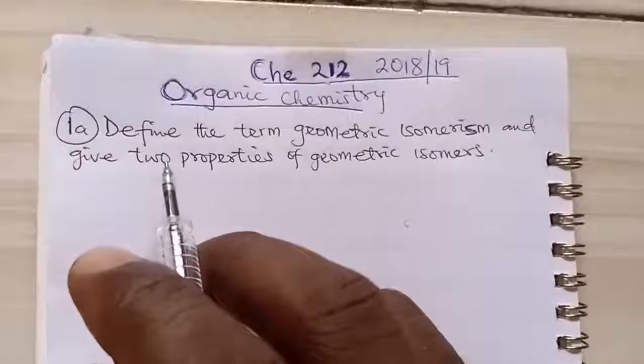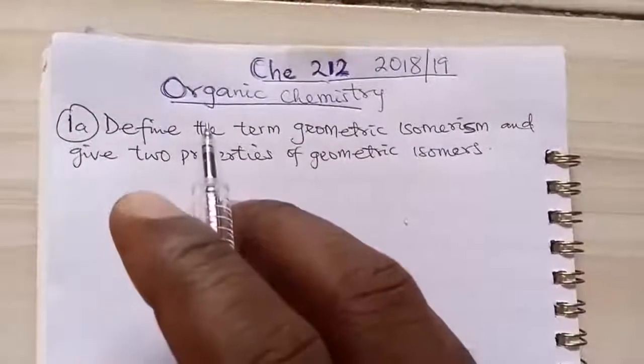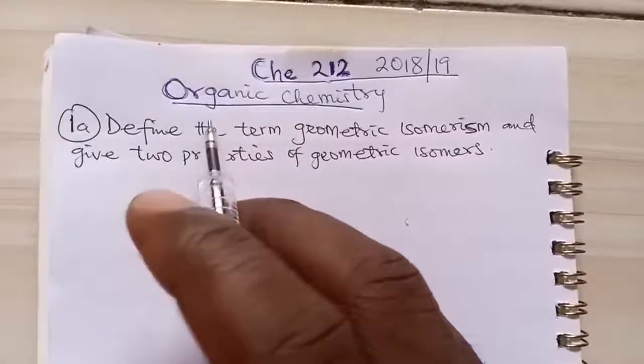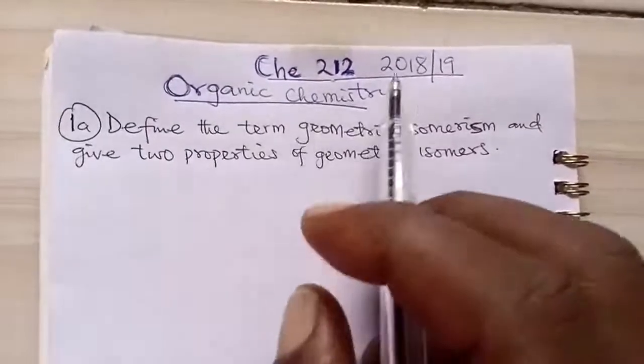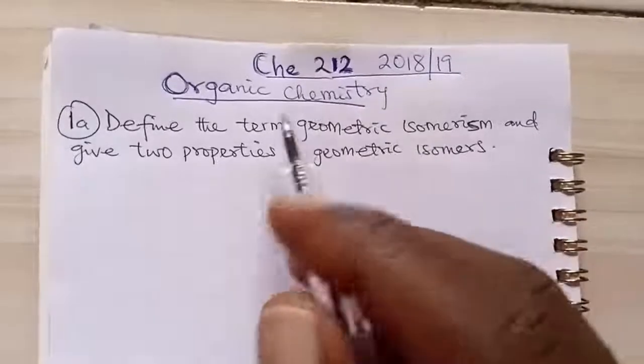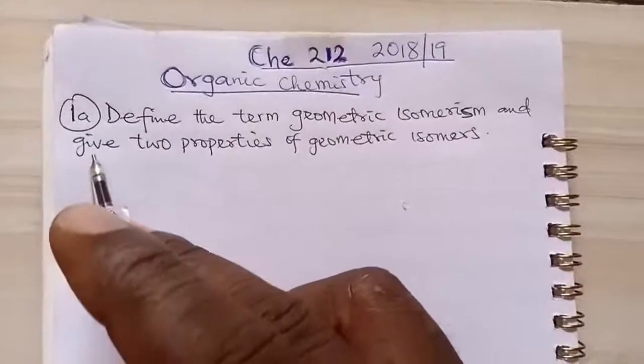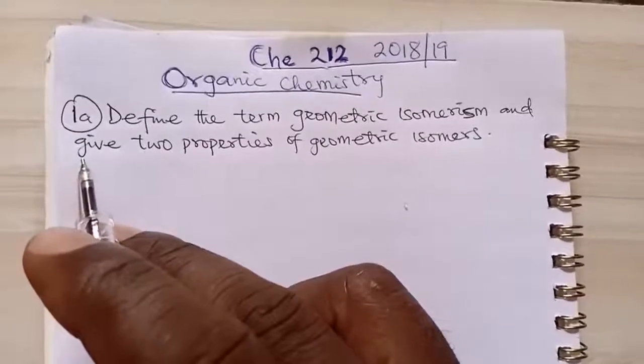In this video, we want to look at the compilation of solution of past questions, Imo State University, Chem 212, that's the organic chemistry, year of 2018-2019. You may want to get your writing materials so you can jot a lot of things down.